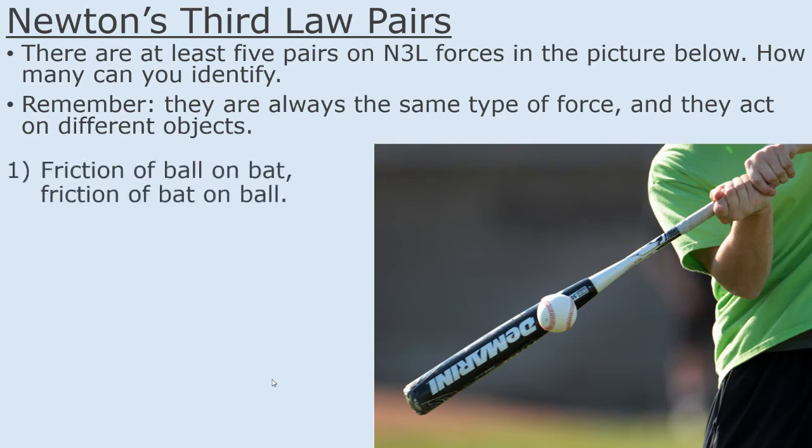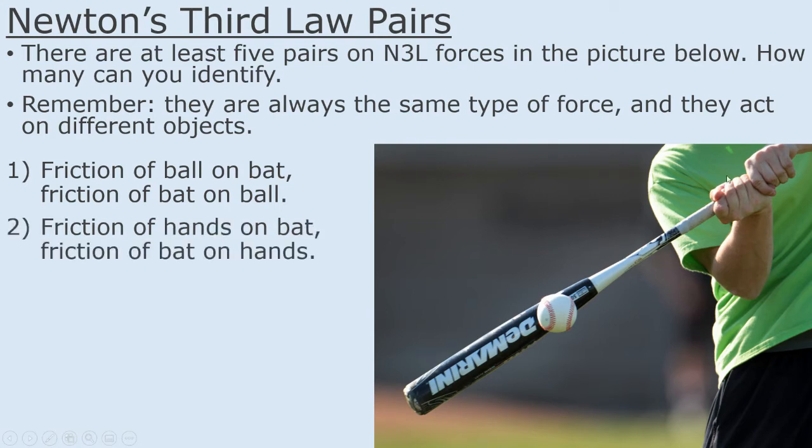You could have the friction of the ball on the bat and the friction of the bat on the ball, where they collide with each other. You could also have the friction of the person's hands on the bat and the friction of the bat on the person's hands.